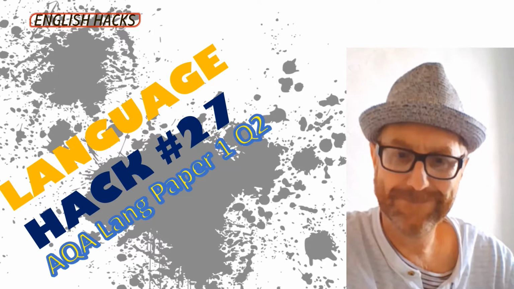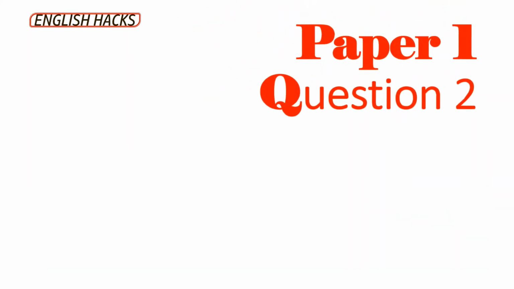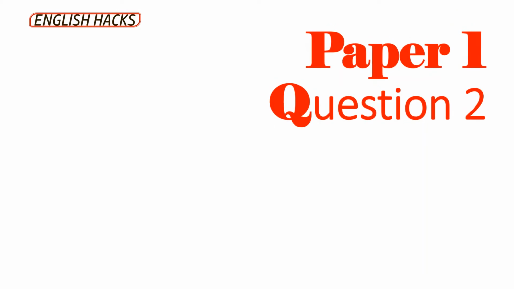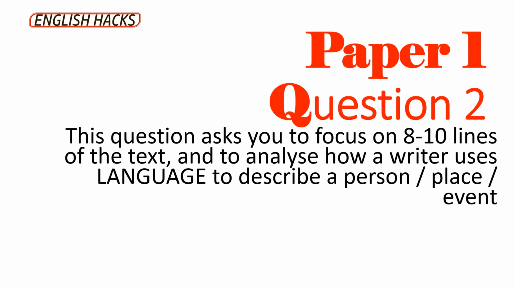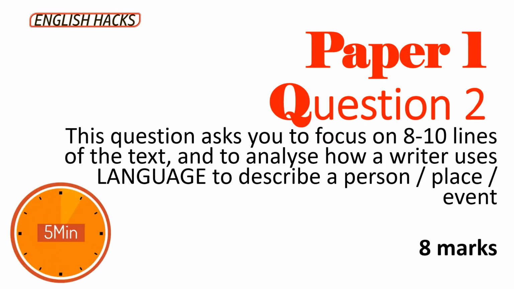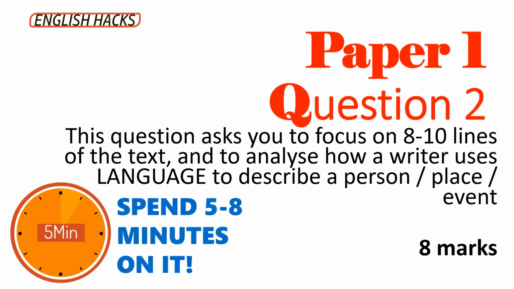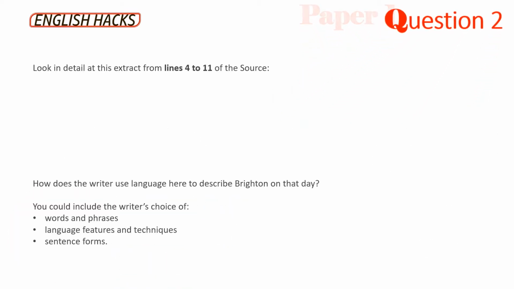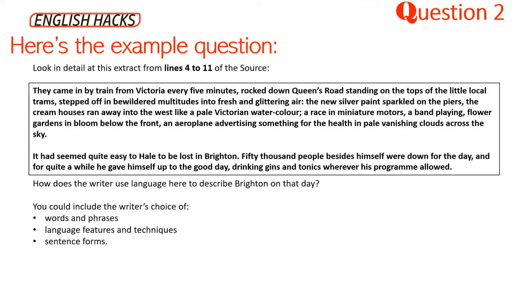Today we're going to be looking at AQA Language Paper 1, Question 2. So, what's Question 2 all about, I hear you cry? Well, this question asks you to focus on 8 to 10 lines of a fiction text, and you need to analyse how a writer uses language to describe a person, place, or event. The question's worth 8 marks, and you should be spending around 5 to 8 minutes on the answer. You might want to pause the video just so that you can read through the extract.